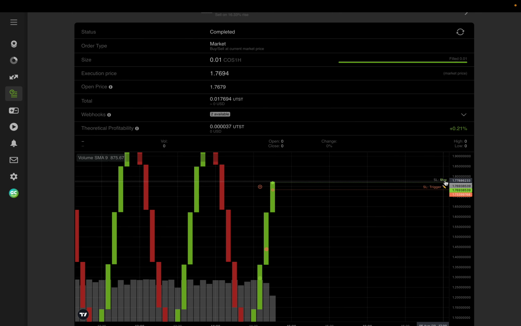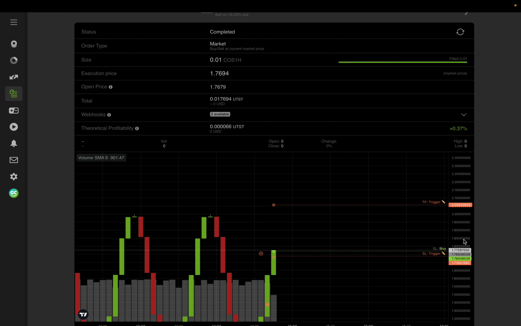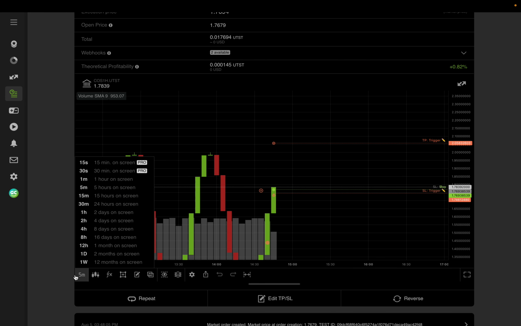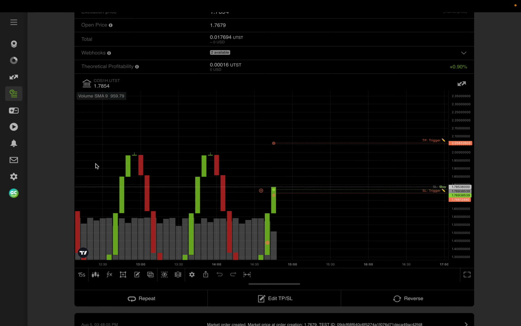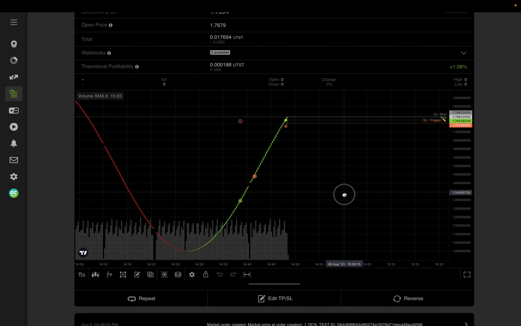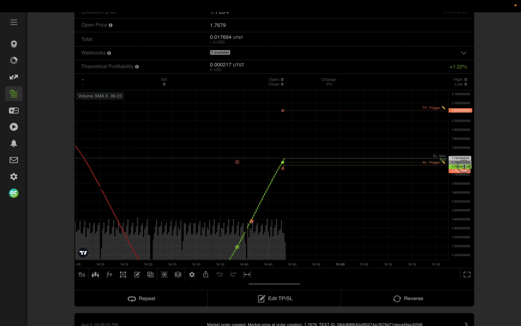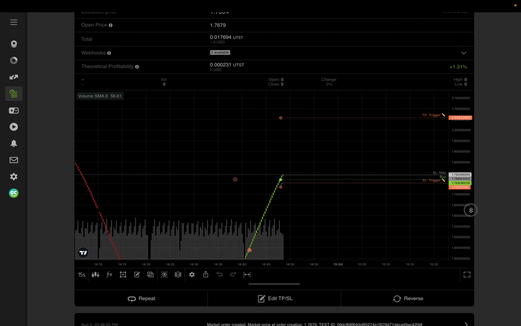So that's my buy price. That's my initial stop loss trigger. That's my take profit trigger. And if the price reaches the take profit, it's going to execute. However, we know that it's not going to do that, right? It's not going to happen. Let's zoom in actually to 15 seconds candles, so we can see a better picture here.